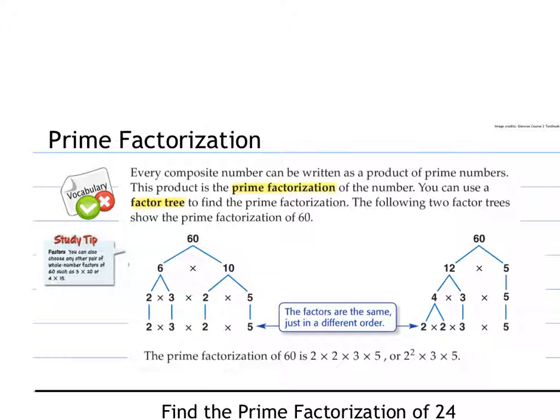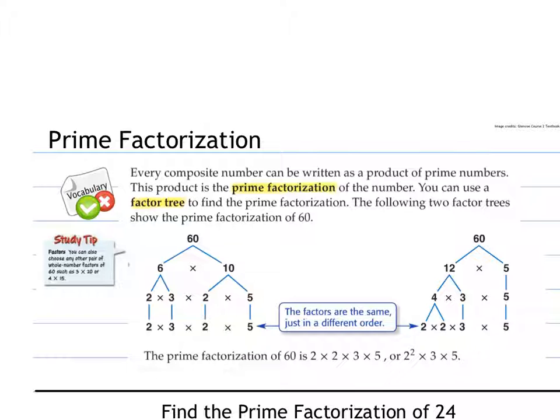Okay, some more vocab here, prime factorization. Every composite number can be written as a product of prime numbers. The product is the prime factorization of the number. So prime factorization is breaking numbers down into all of their prime numbers.